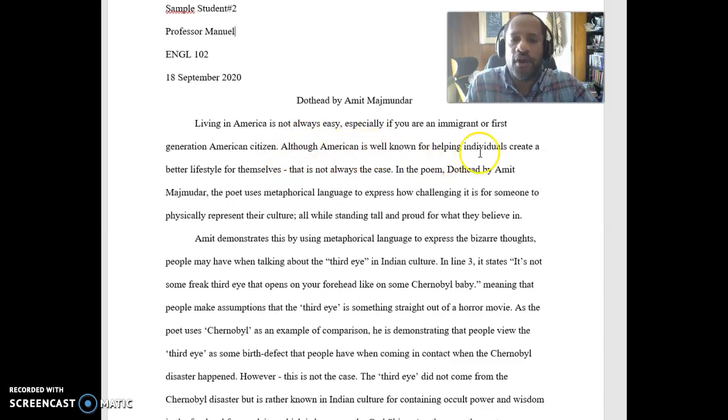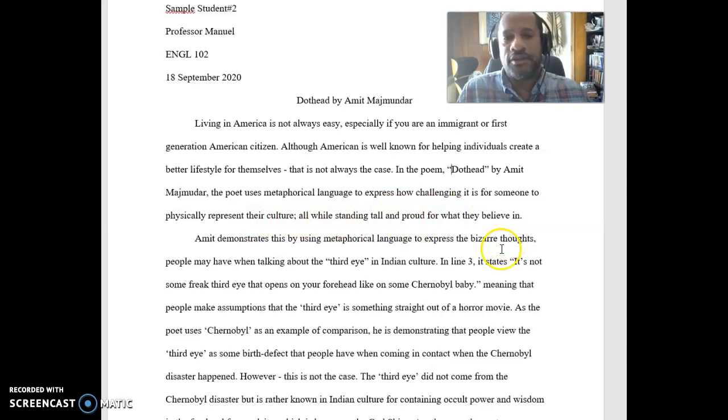"Although America is well known for helping individuals create a better lifestyle for themselves, that is not always the case. In the poem Dothead," it should be quoted. The person didn't quote, but that's all right. All kinds of little things like that we have. "In the poem Dothead by Amit Majmudar, the poet uses metaphorical language to express how challenging it is for someone to physically represent their culture, all while standing tall and proud for what they believe in."